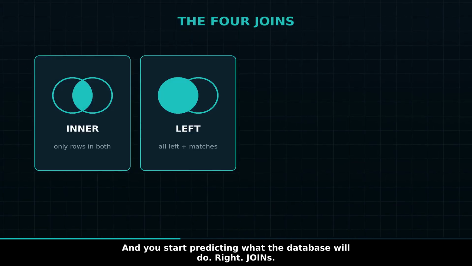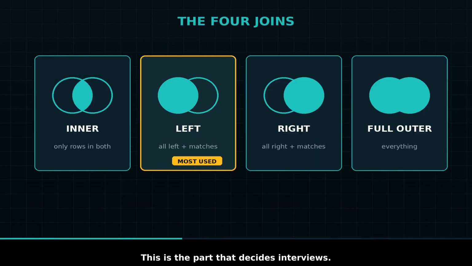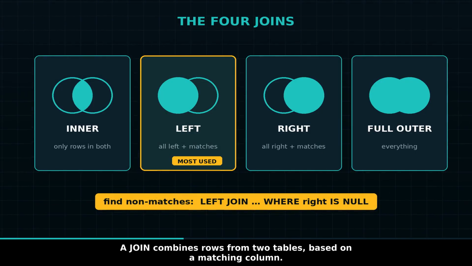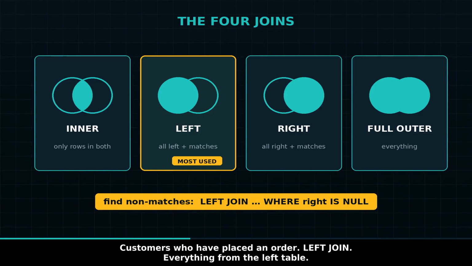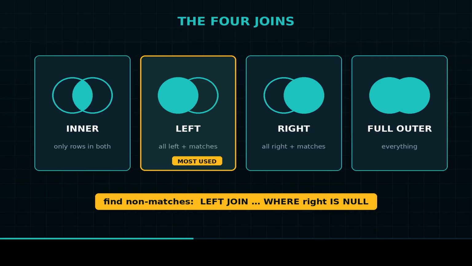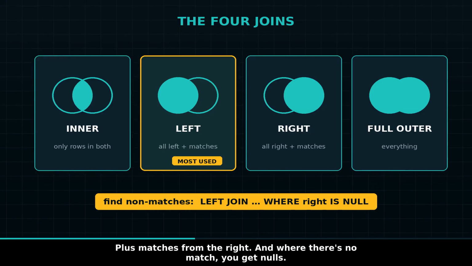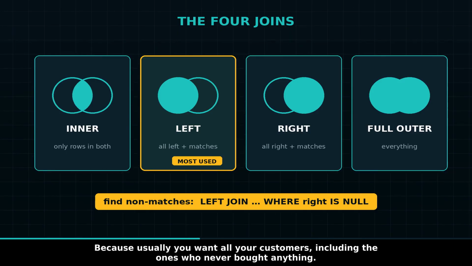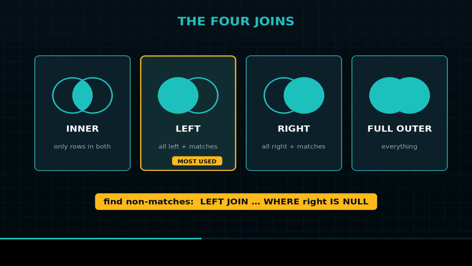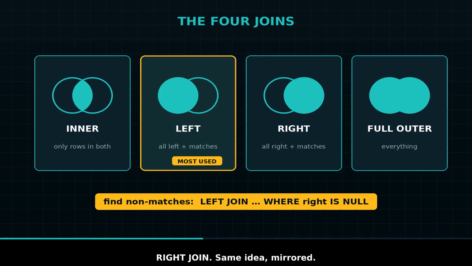Right. Joins. This is the part that decides interviews. A join combines rows from 2 tables based on a matching column. 4 types matter. Inner join. Only rows that exist in both tables. Customers who have placed an order. Left join. Everything from the left table plus matches from the right. And where there's no match, you get nulls. This is the one you'll use most because usually you want all your customers, including the ones who never bought anything. Right join. Same idea mirrored.